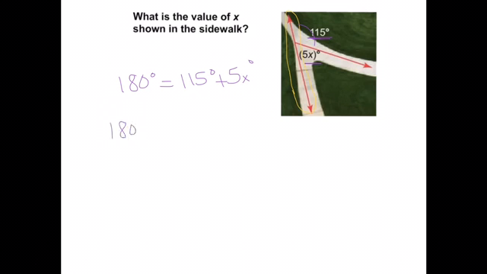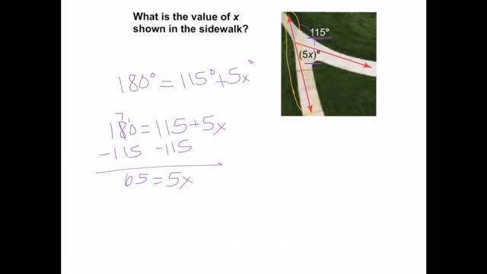So my equation becomes 180 equals 115 plus 5x. So I know the first step is going to be separating the addition components. So I'm going to subtract 115 from both sides. Then I end up with 65 equals 5x. So now to separate my 5 and my x, I'm going to divide both sides by 5. So 65 divided by 5 is going to be 13.